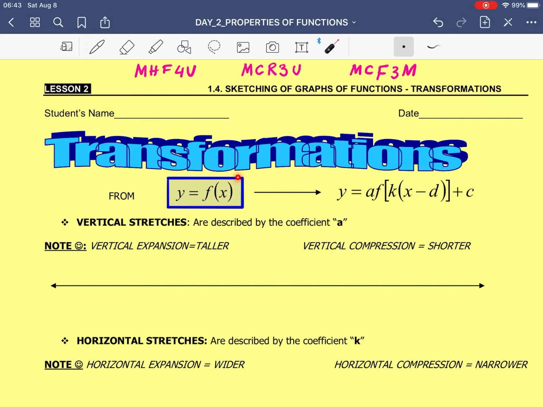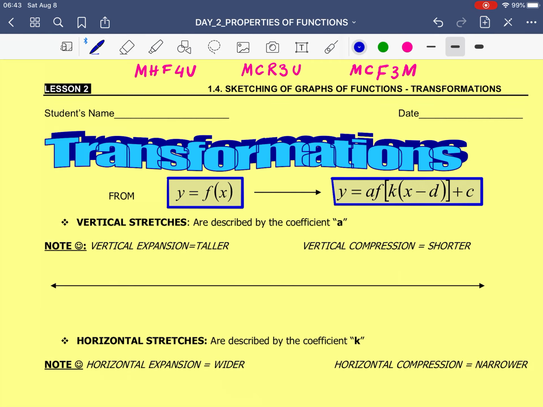Now, all parent functions of the form y equals f of x can be transformed according to this equation given here: y equals a f of k times (x minus d) plus c. As you see here in the y equals f of x equation, we have inserted the coefficients a, k, d, and c, which will cause different types of transformations to f of x.